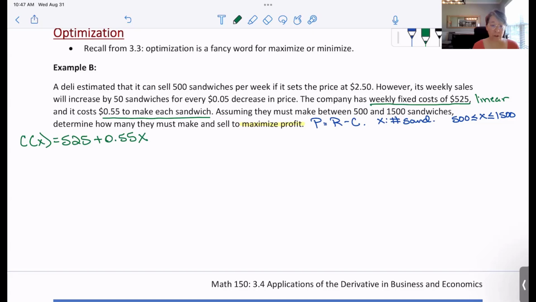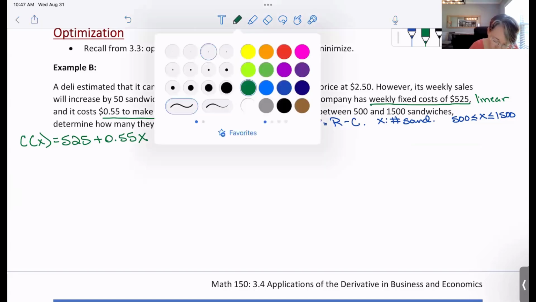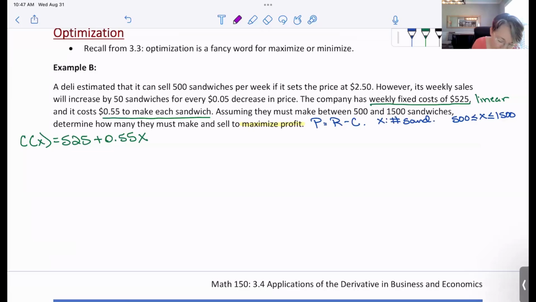Now we have to deal with the revenue. So let's go back up here to all of this. A deli can sell 500 sandwiches per week at $2.50. So that actually gives us a quantity and a price. We've got a quantity of 500 and a price of 2.50. Here they're using x as the quantity, so x and the price. That doesn't tell me enough though, right? That just gives me one point on my revenue. I can multiply those and find the revenue for just that price.